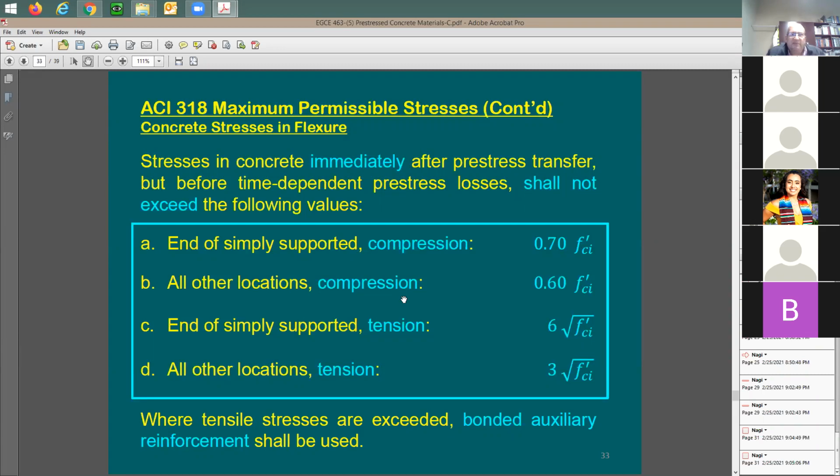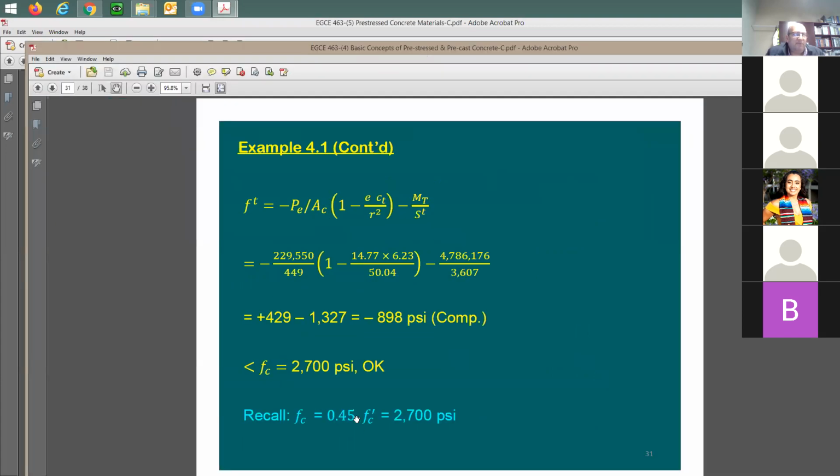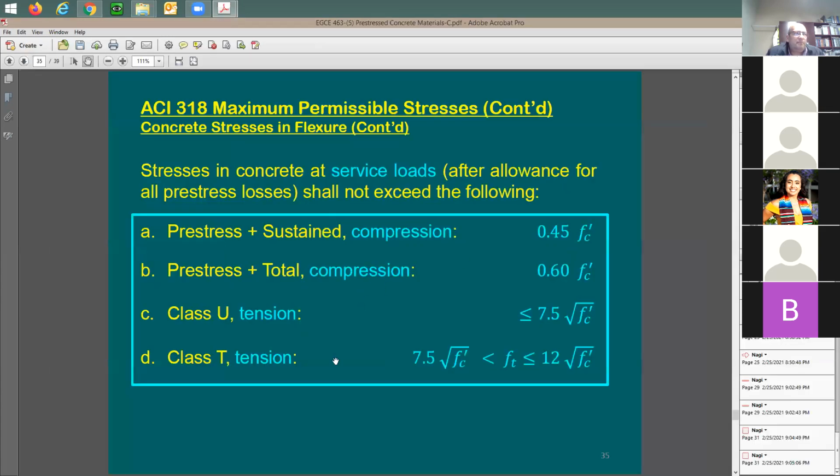How about at the service level? I'm going to say service level, I'm going to have exactly the same. Here's the service loads. It's not going to be about F prime CI. It's going to be about, if you remember, just F prime C. It says here 45% and 60%. You remember this? In the solved example, we use 45% F prime C, right? This is where it's coming from.